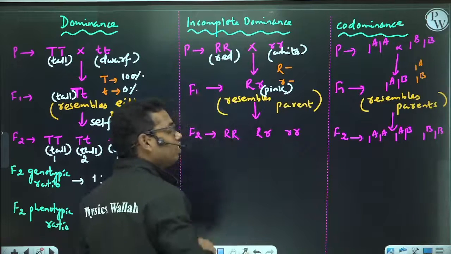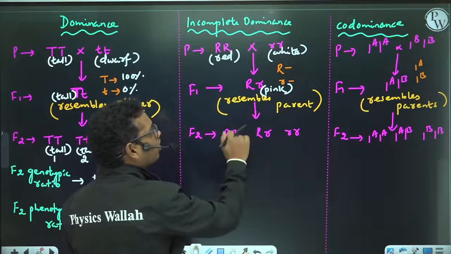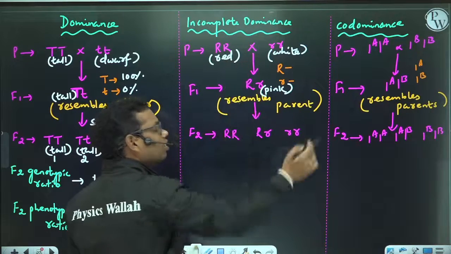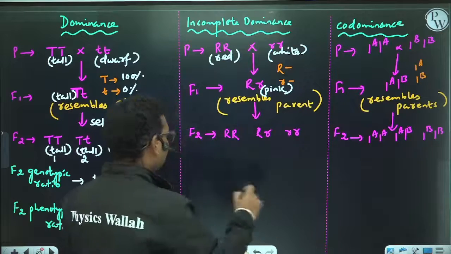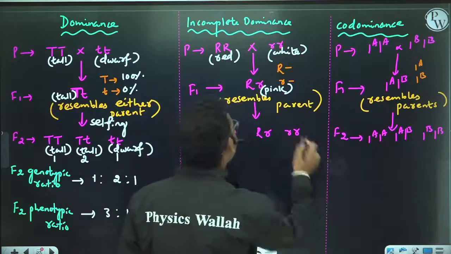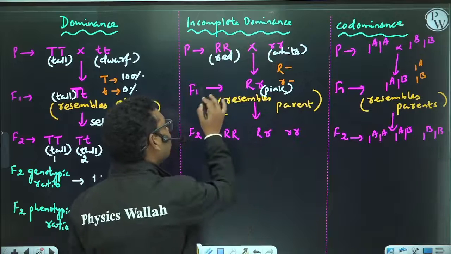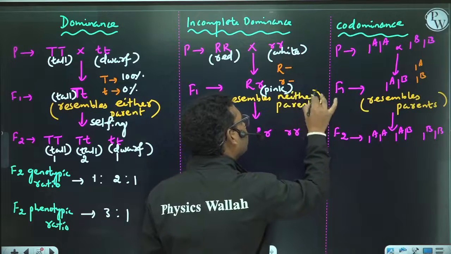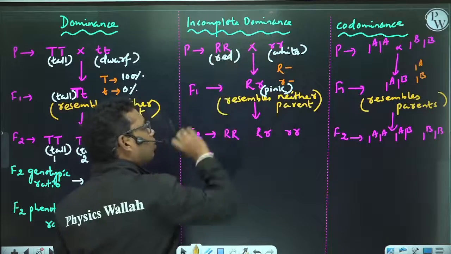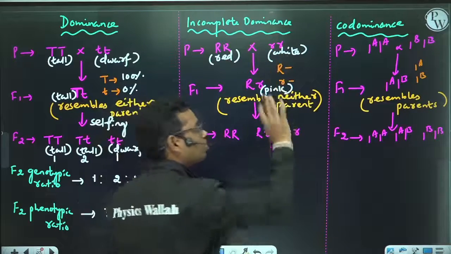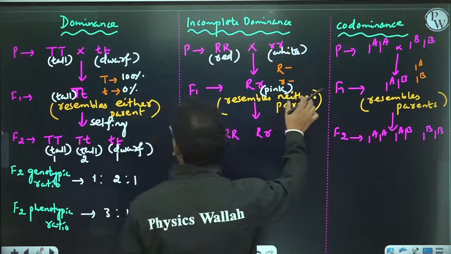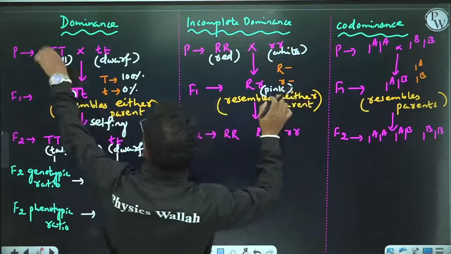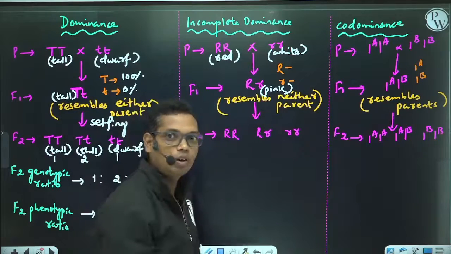Okay. So in this case, you can see the phenotype of F1 is pink, and none of the parents is pink in nature. So I can conclude that in case of incomplete dominance, the F1 generation resembles neither parent. It does not resemble the dominant parent. It does not resemble the recessive parent. That is why it resembles neither parent. In case of dominance, this resembles either parent or one parent. Which parent? Dominant parent. Okay.